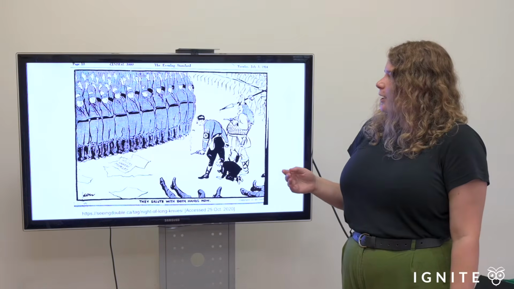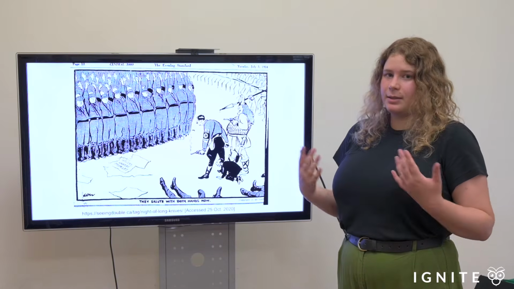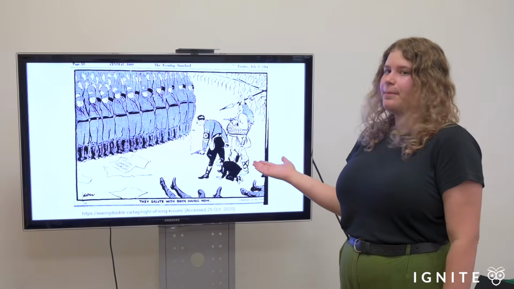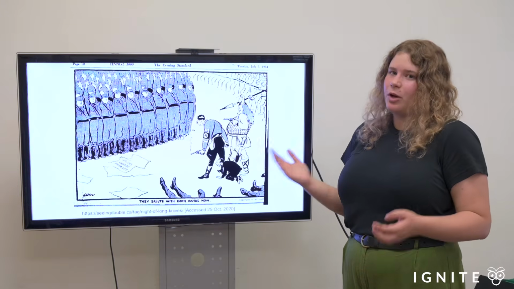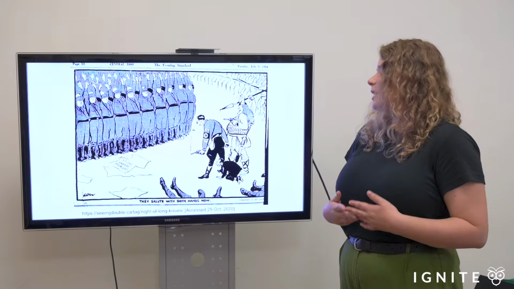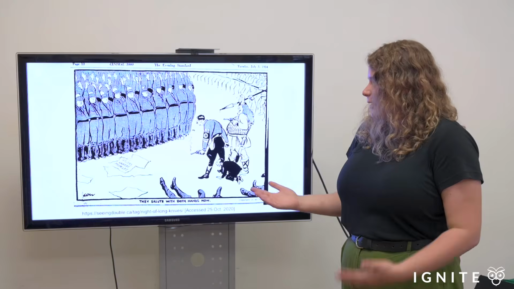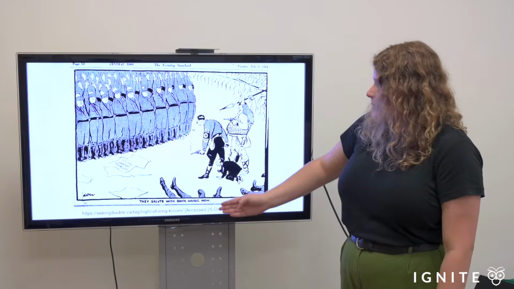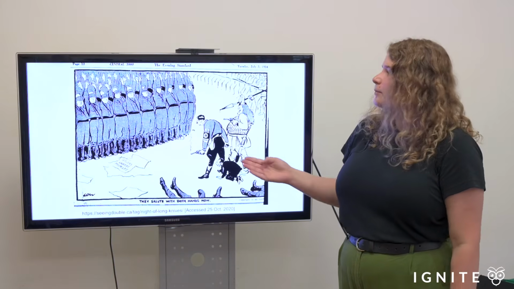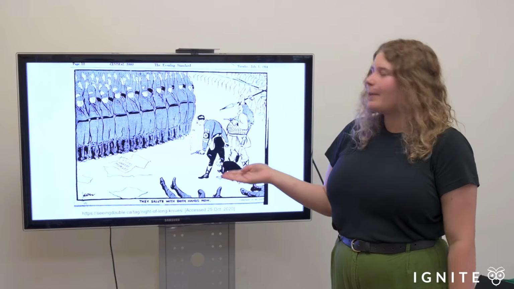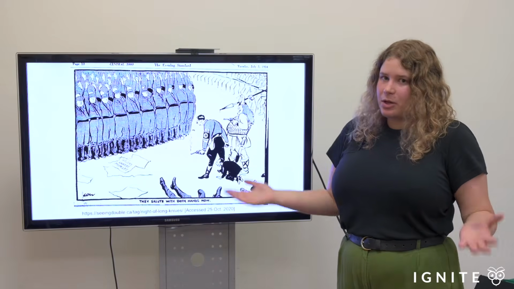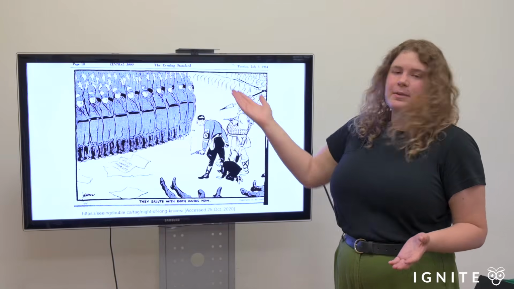And then if we're looking at the motive, it's to bring awareness to what's happening in Germany and to ridicule what's happening in Germany, as well as pointing out that this can be quite serious, as we see with our dead bodies and a smoking gun. The audience for this is obviously the general public reading a newspaper where this was published.